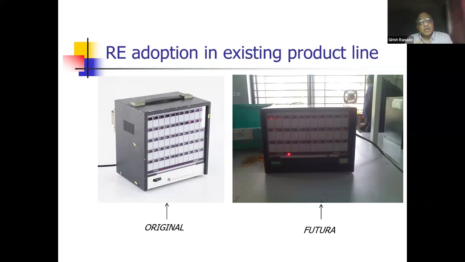Then I requested him to give that product to me for about a week's time, and there was some compromise on commercial terms for a new product from selling from Futura to that company. But that's how I got the sample. I came back and opened it, and this was the product which we copied or reverse engineered.